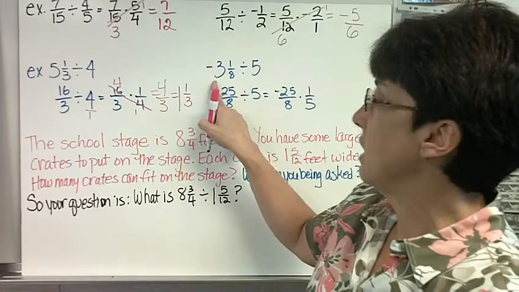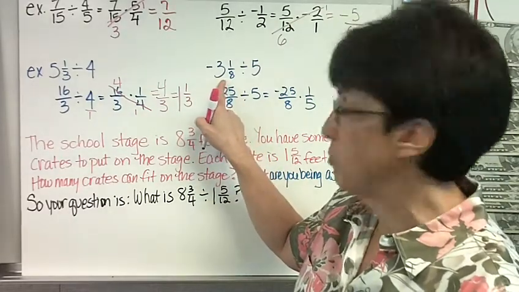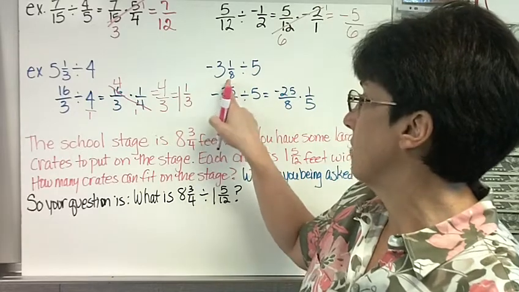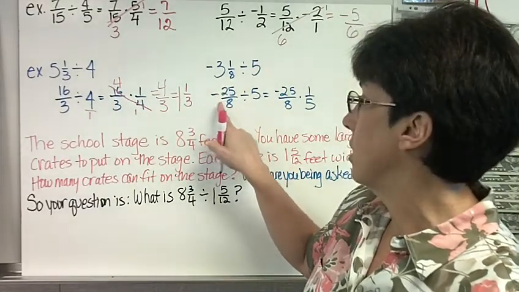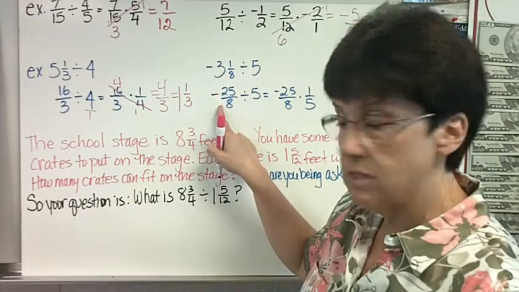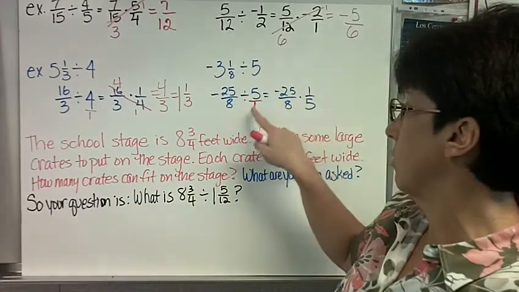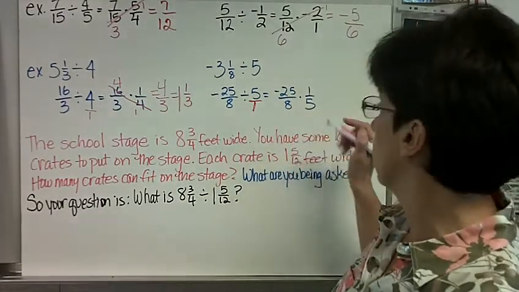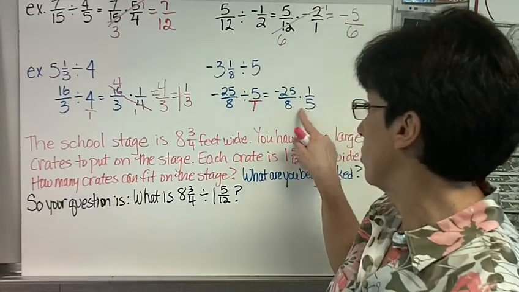Here's one more. Negative 3 1/8 divided by 5. Change my mixed number to an improper fraction. I put down the negative sign, and then I say 3 times 8 is 24 plus 1 is 25. So now my problem is negative 25/8 divided by 5. I'll make this be 5 over 1 and do the reciprocal of 5 over 1, which is 1/5. Now my problem is negative 25/8 times 1/5.